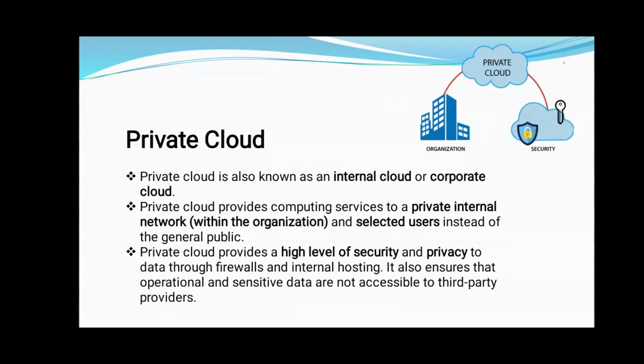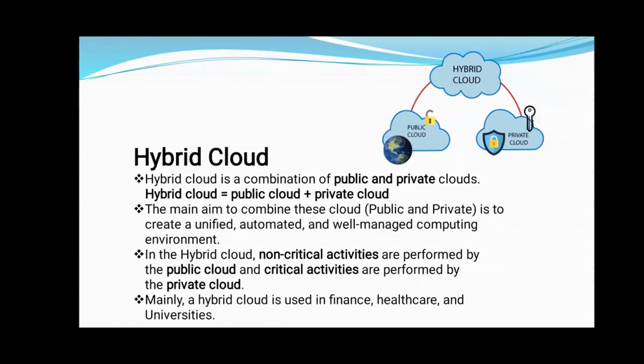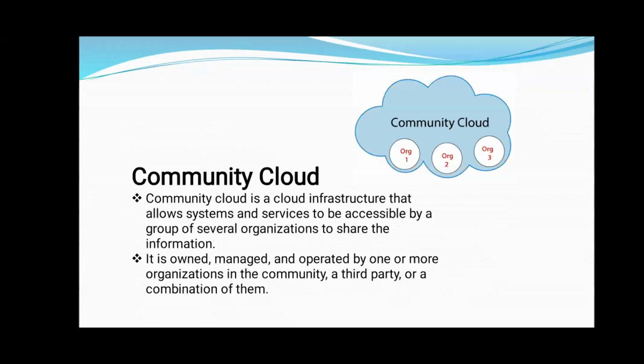Whereas the private cloud is literally the opposite of public. The private cloud is known as an internal cloud, dealing with a private internal network, and a high level of security and privacy is available in private access. And hybrid cloud is a combination of both public and private. Here non-critical activities are performed by the public cloud and critical activities are performed by the private cloud. And community cloud is an infrastructure that allows systems and services to be accessed by a group of organizations to share information.